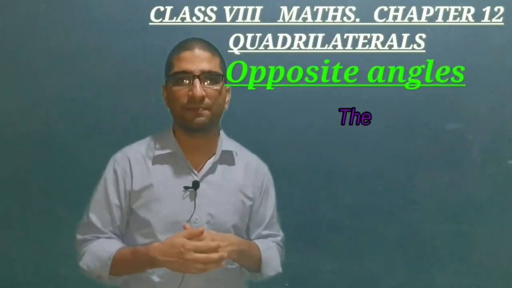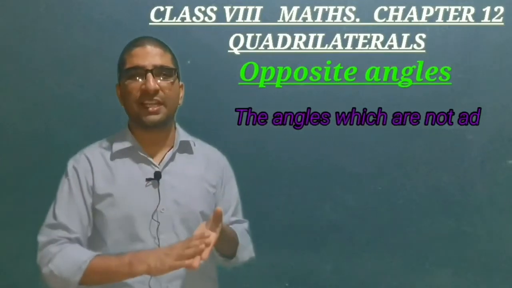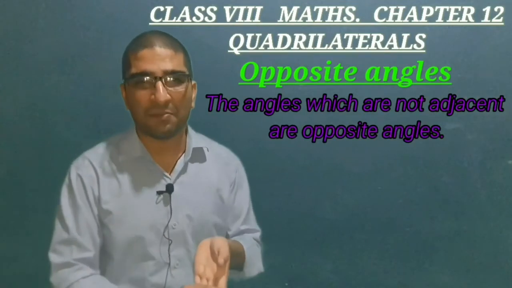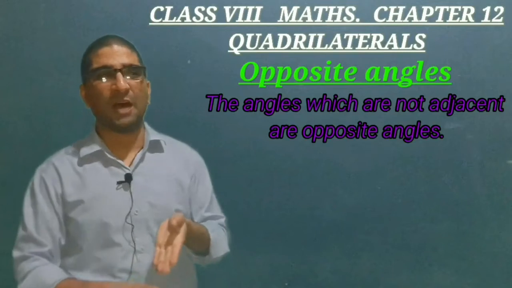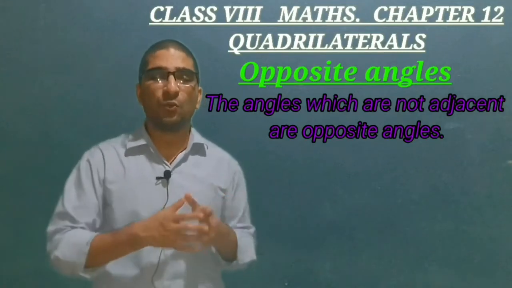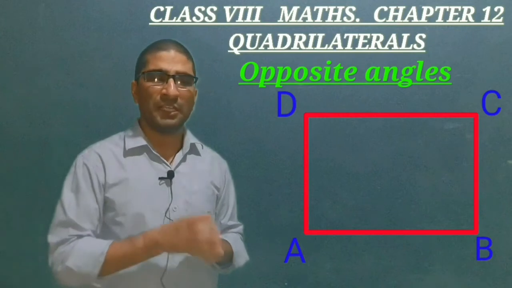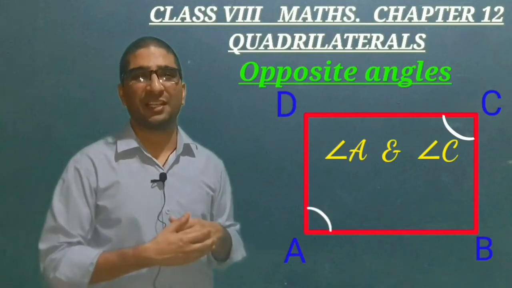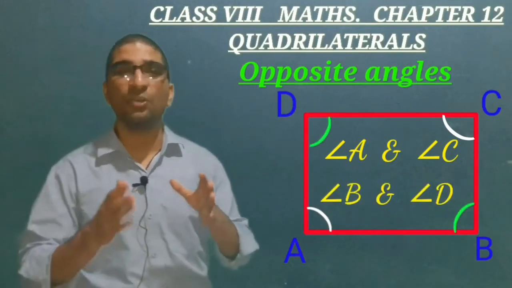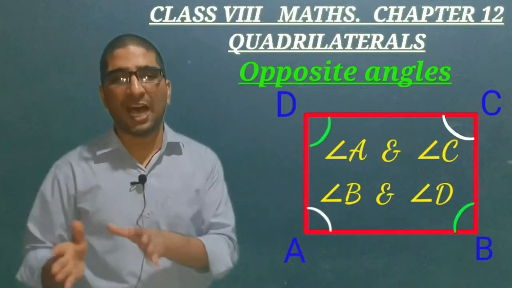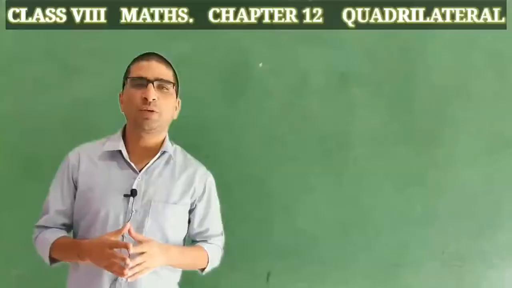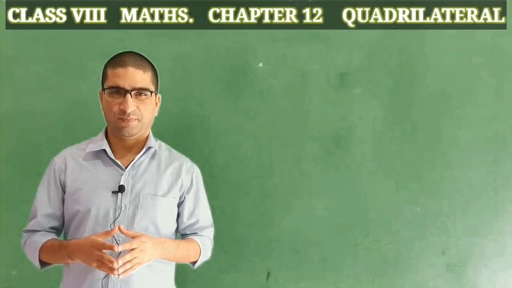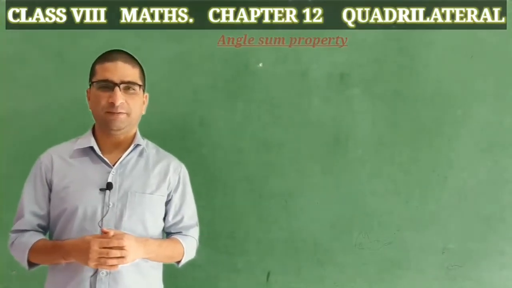Now opposite angles. Angles which are not adjacent are opposite angles. That means the angles should not have a common arm. Here, which two angles do not have a common arm? Here angle A and angle C, you check, they do not have a common arm. So they are opposite angles. Similarly, angle B and angle D are also opposite angles as they don't have a common arm. So clear?